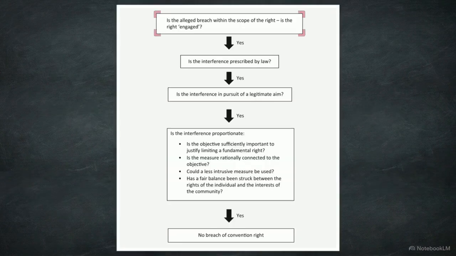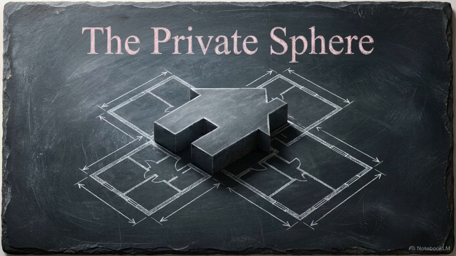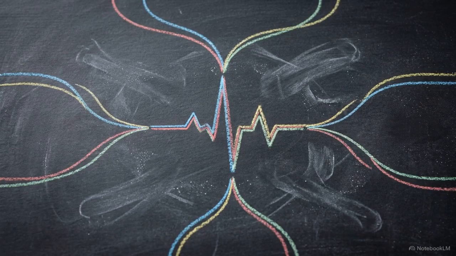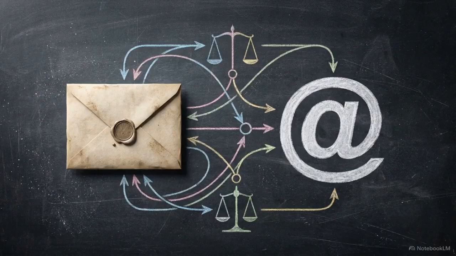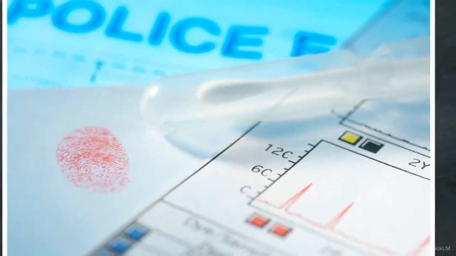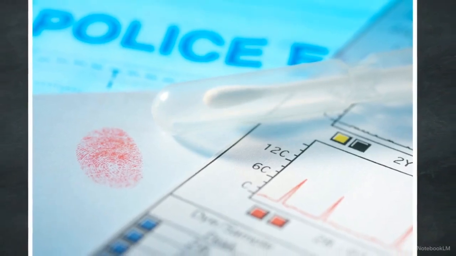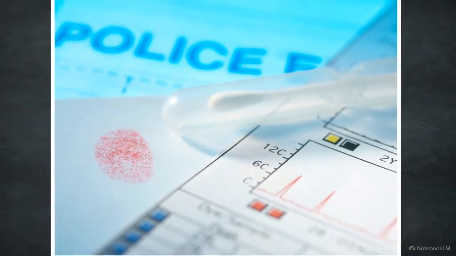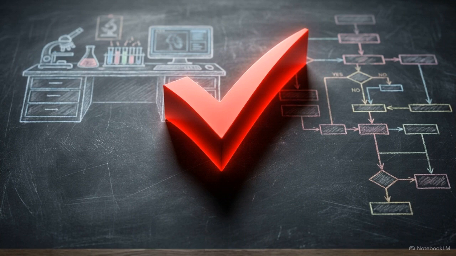Look at the first gate, determining if a convention right is actually engaged. Article 8 covers a vast spectrum of human experience. It protects physical bodily integrity, personal autonomy, your correspondence, and your home. In the case of S. and Marper, the European Court of Human Rights ruled that the state retaining fingerprints and DNA from innocent people constitutes a clear interference with private life. The right is firmly engaged.